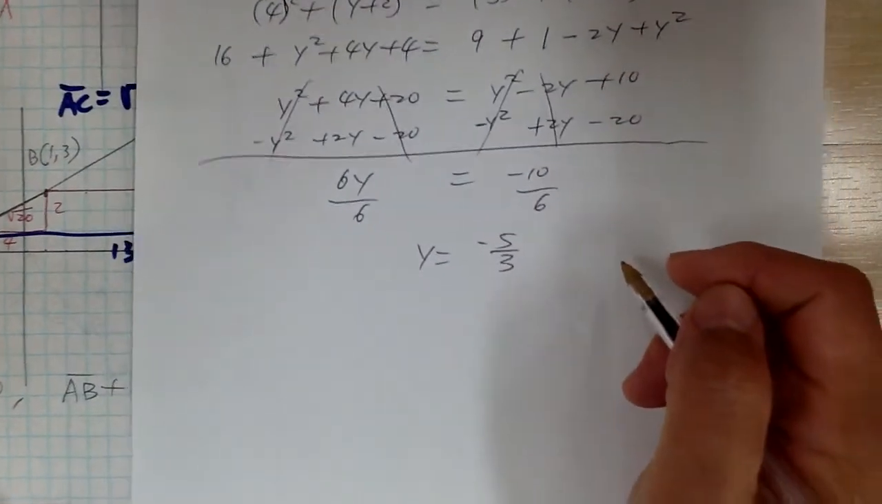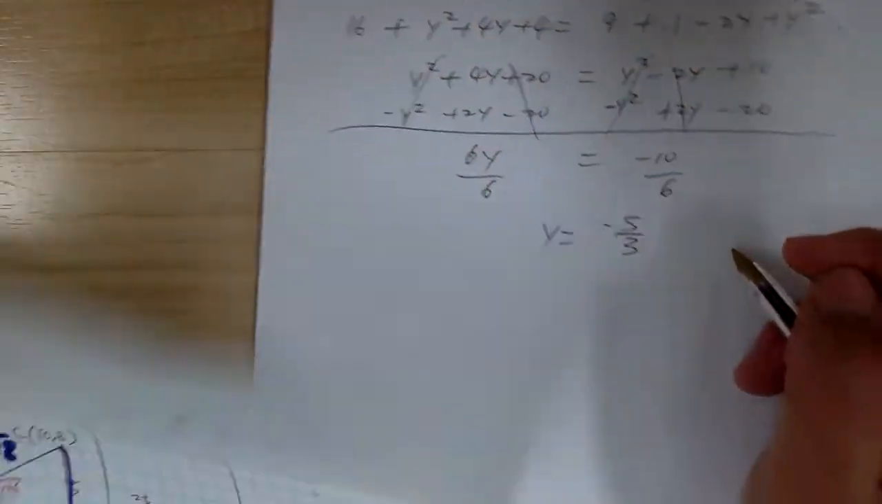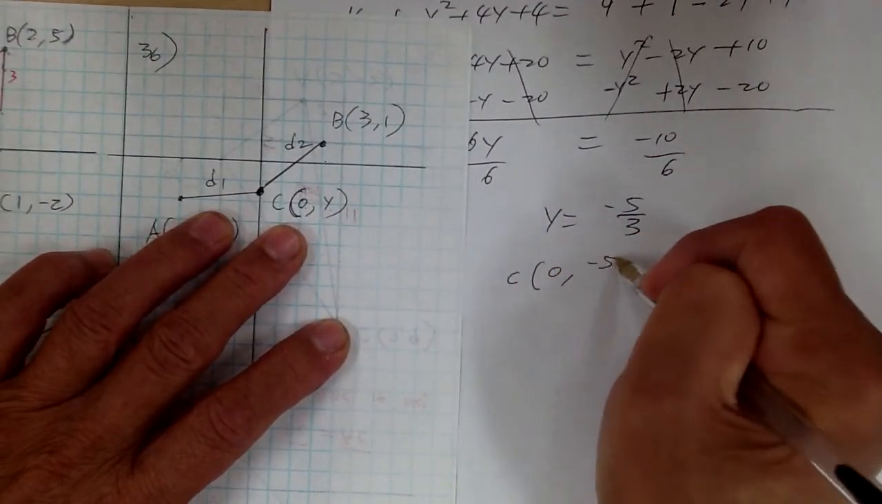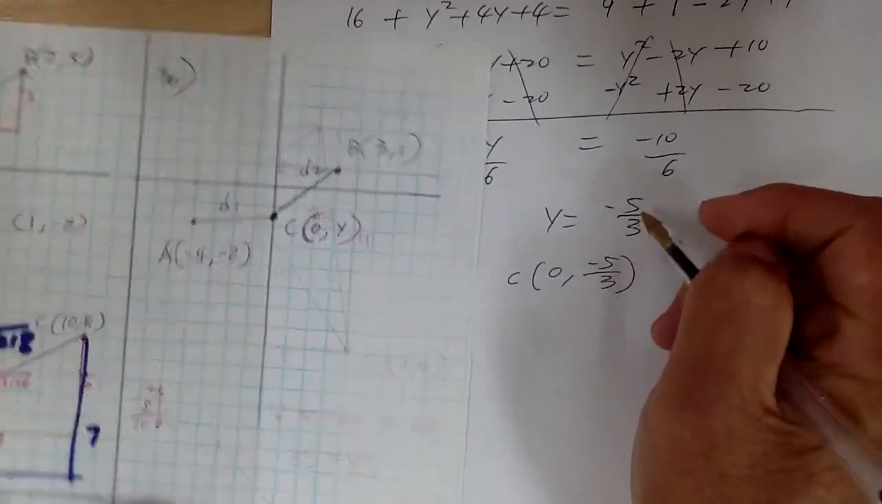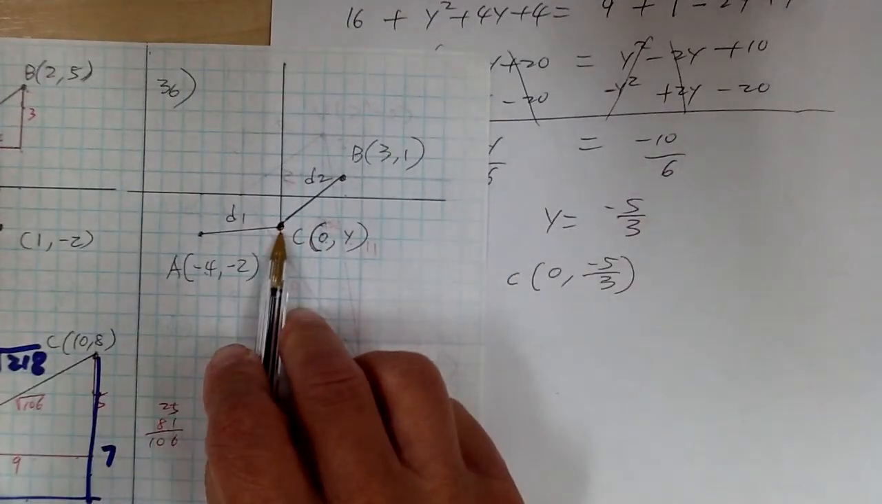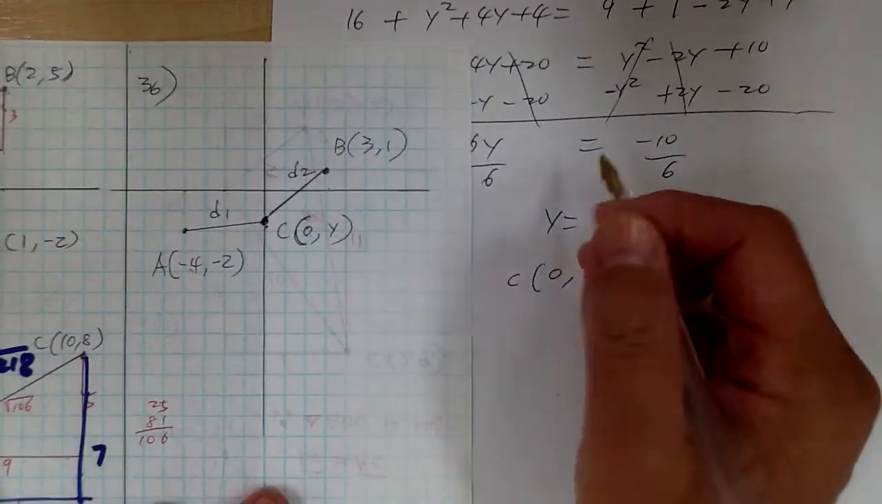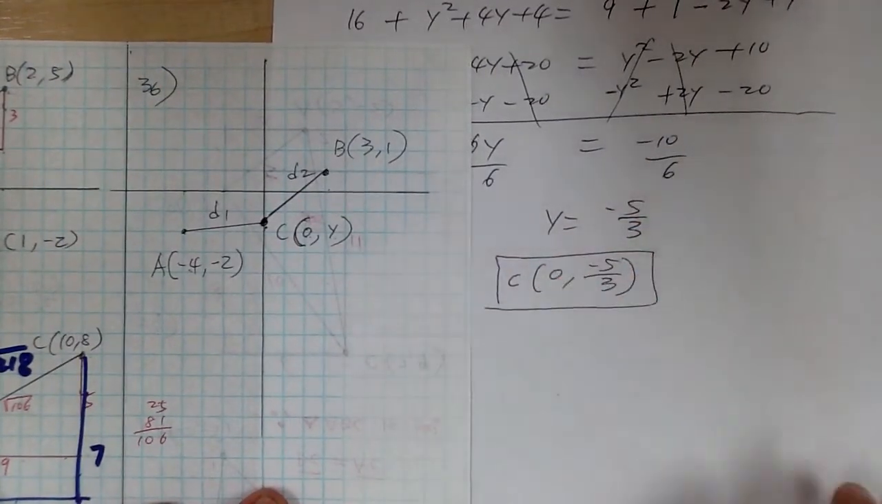So the point that you're looking for, C, is going to be at 0, negative 5 over 3. That's about negative 1.6, so we're pretty close on the sketch. Negative 5 over 3, so it's almost exact. And that's it.